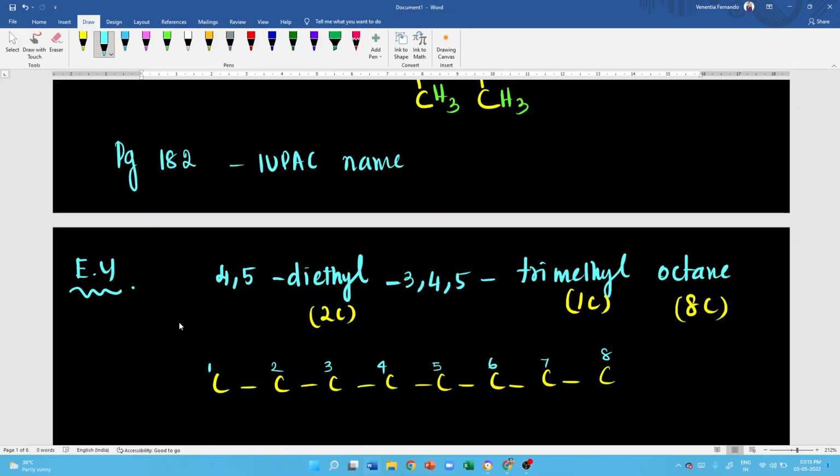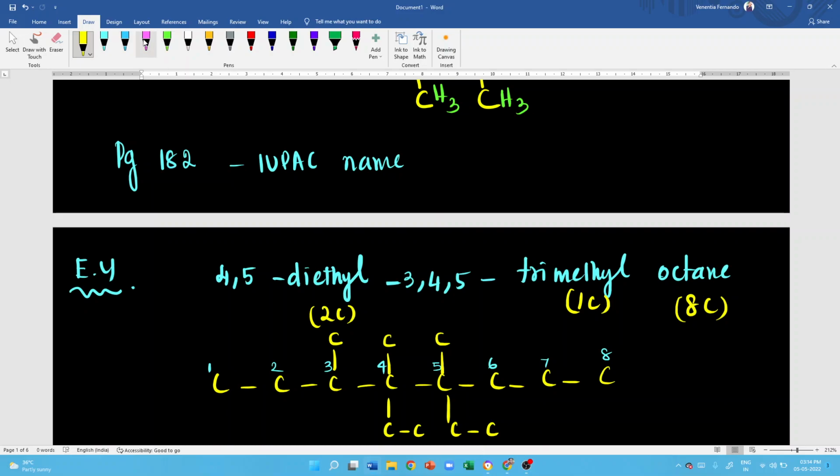Okay. In the 4th position and 5th position there is an ethyl group. 4th has an ethyl, again 5th has an ethyl, and then 3rd has a methyl, 4th has a methyl, 5th has a methyl. So these are two ethyl groups, and 3, 4, 5 have methyl groups.